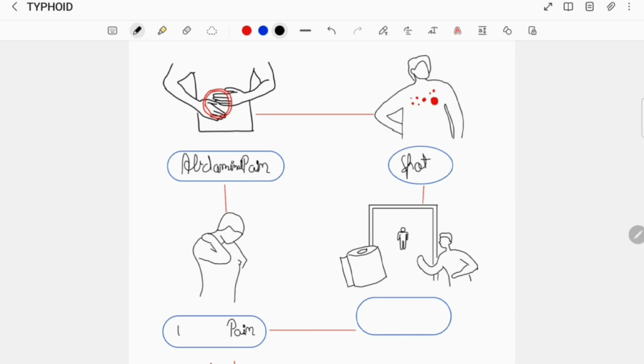Also, the patient can complain of muscle pain which is known as myalgia. Children can also suffer from diarrhea or constipation.